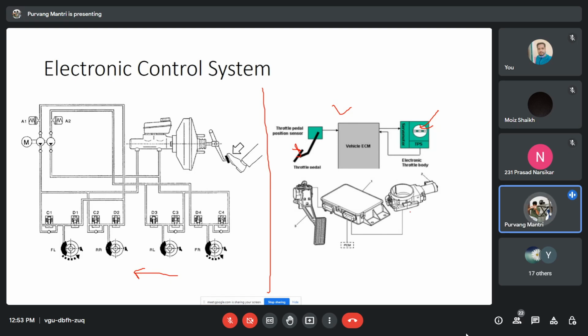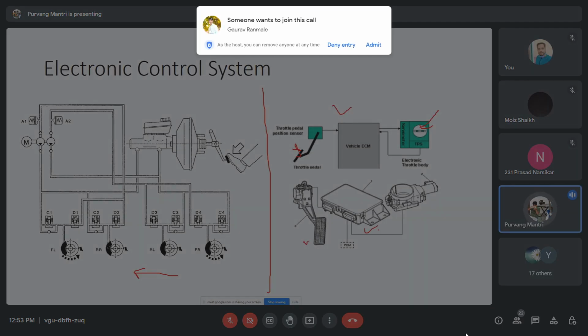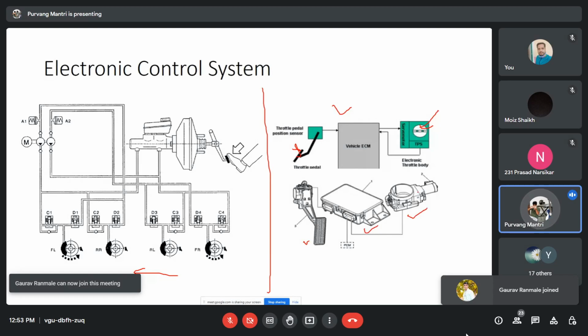Okay. So the figure below is just showing the parts. This is the throttle pedal, this is the ECU or the ECM, and this is the servo motor and throttle body assembly. Okay, the servo motor is mounted over here. This is the throttle body.